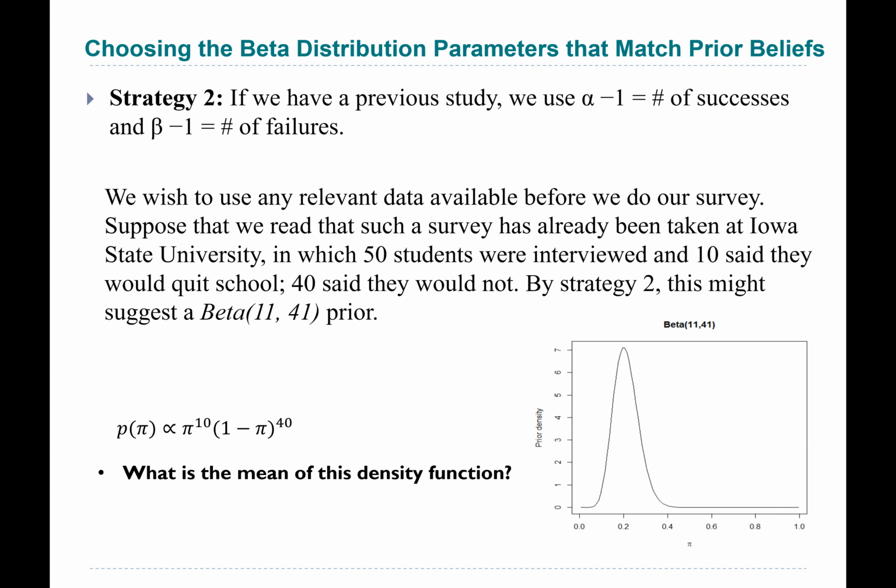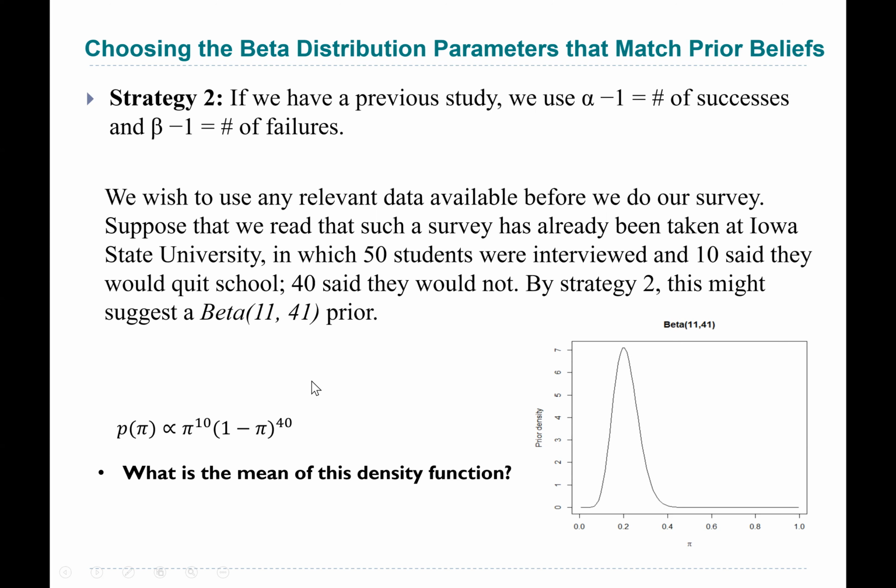So this is a way of selecting the prior distribution as a conjugate prior based on a previous study. The probability of pi is proportional to, I use only the kernel, I don't care about the constant, pi to the power of the number of successes, times 1 minus pi to the power of the number of failures. This one is alpha minus 1, this is alpha, this is beta minus 1.